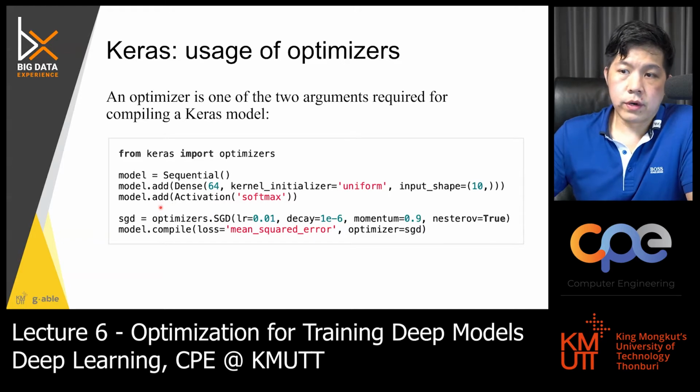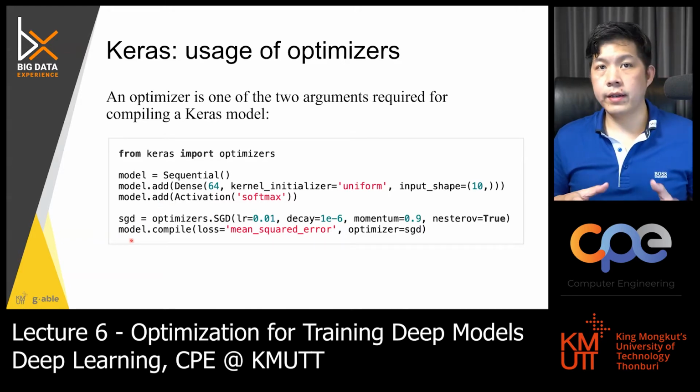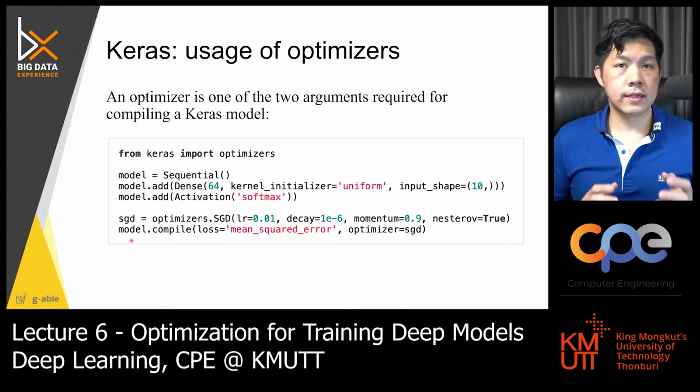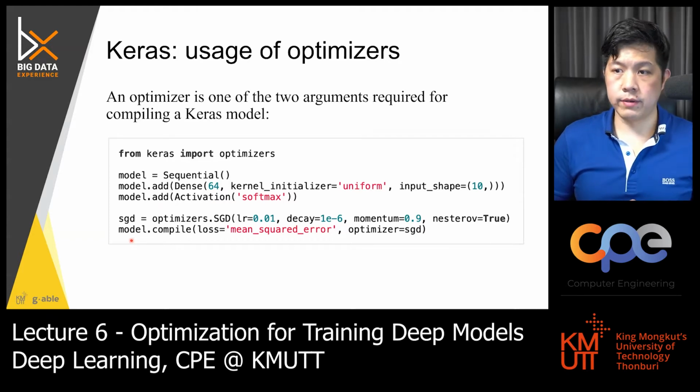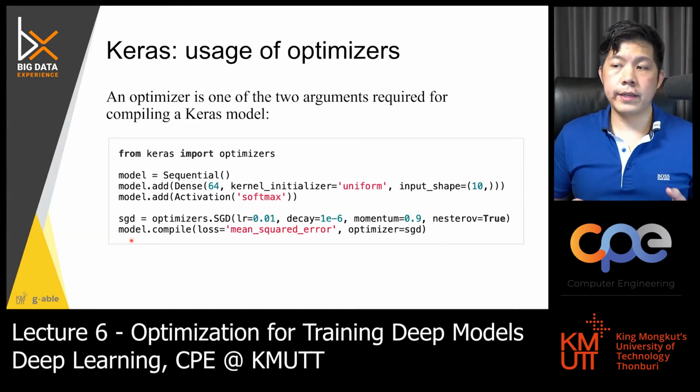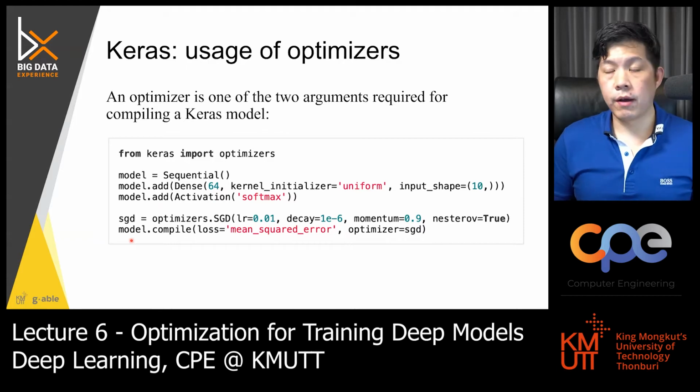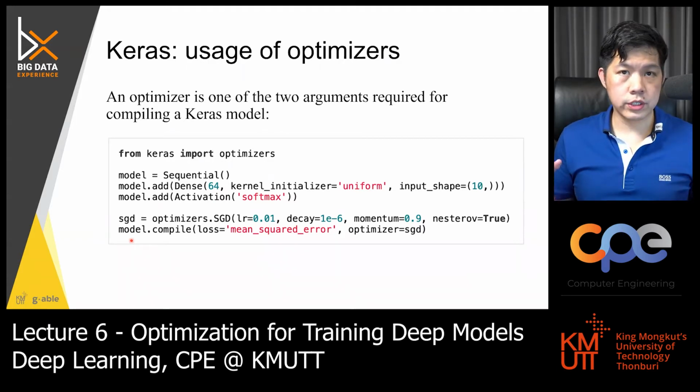And afterward we can specify the type of optimizer that we can use in this model, and that can be done by just specifying the name of the optimizer, and then the algorithm would just use the default parameters for optimization.